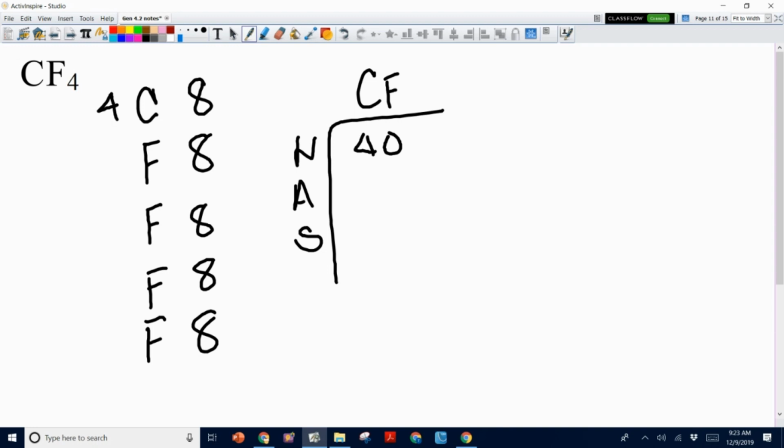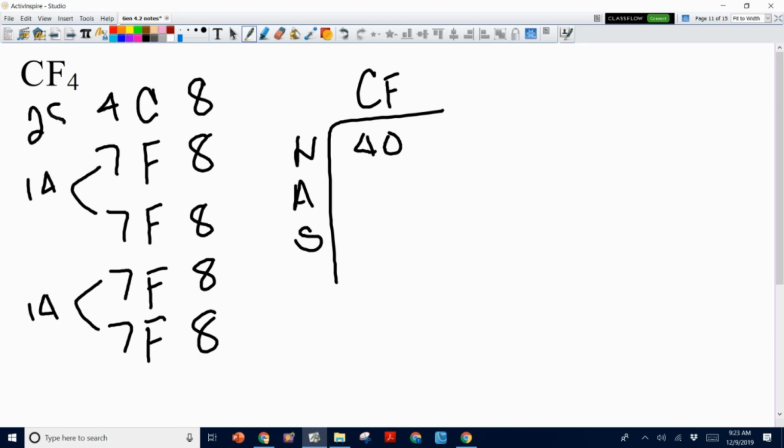Carbon actually has 4. Fluorines actually have 7. So 7 and 7 is 14, right? 14 and 14 is 28. Plus 4 is 32. All right, so subtract those two. 40 minus 32 is 8. Divide by 2, and that's going to give us 4 bonds.